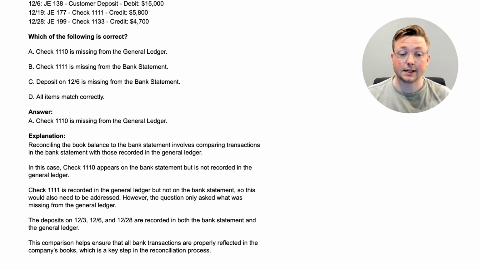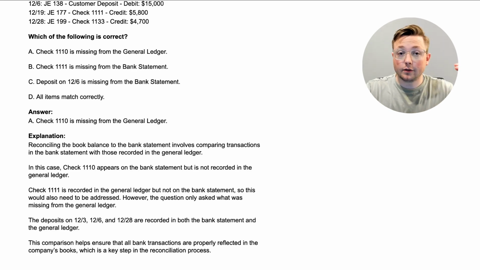All right, here we are. The answer is A, and we were right. Check 1110 is missing from the general ledger. And that one was pretty easy to spot. And this is kind of what I wanted to start the whole video with, is showing you that this is a key part of the bank reconciliation when you're comparing it to the cash for the general ledger.